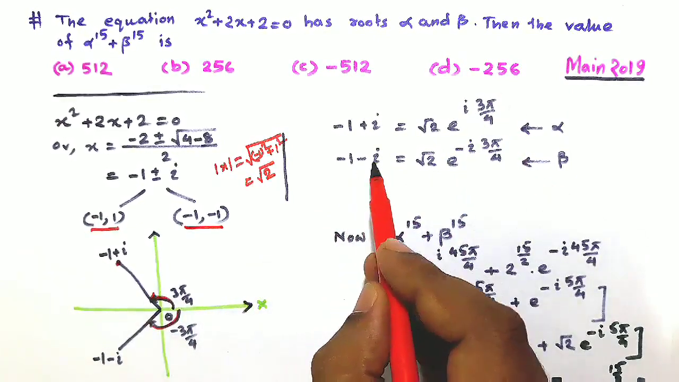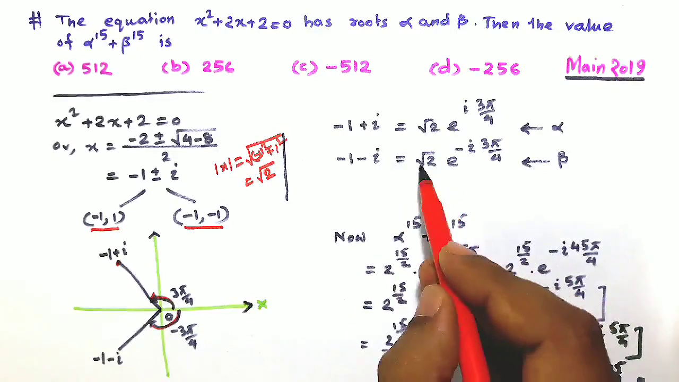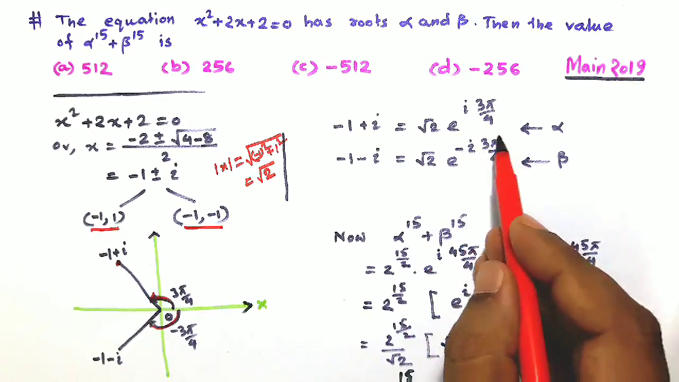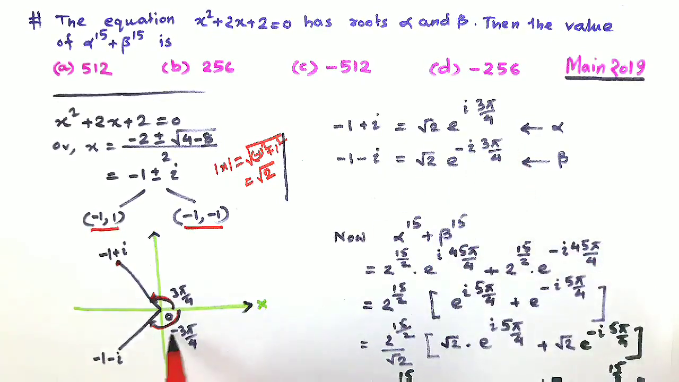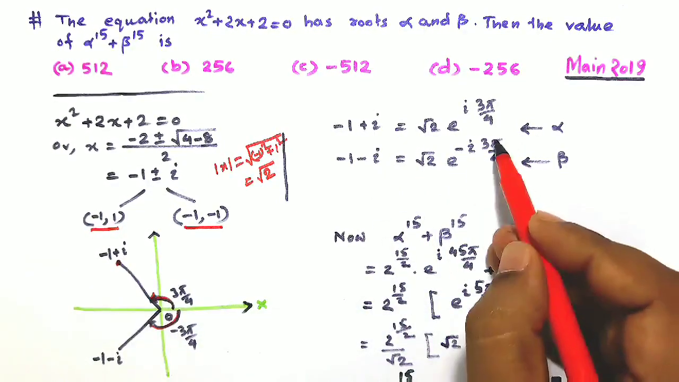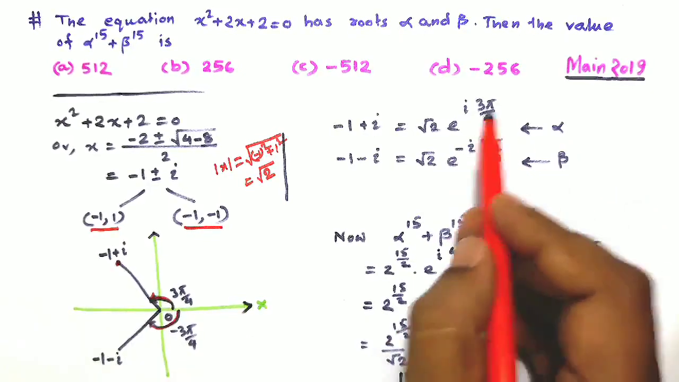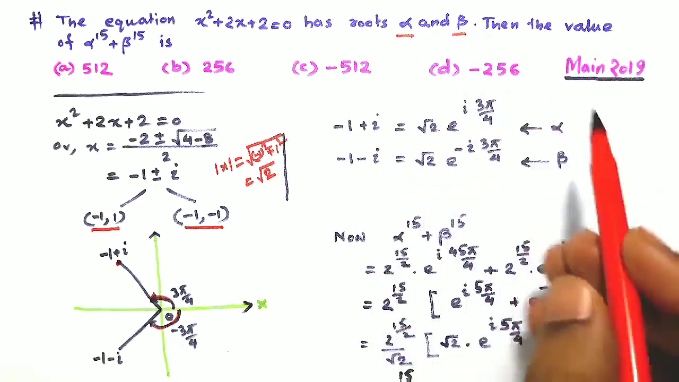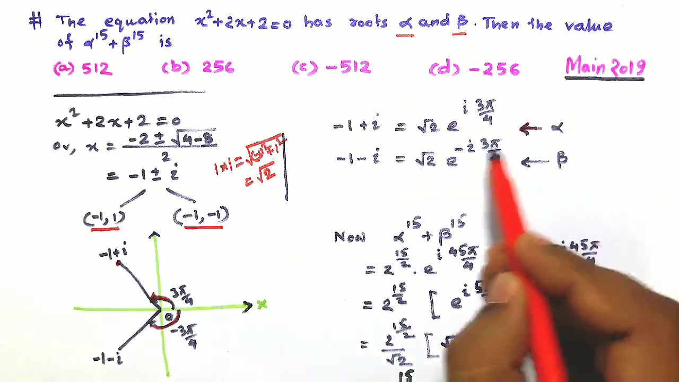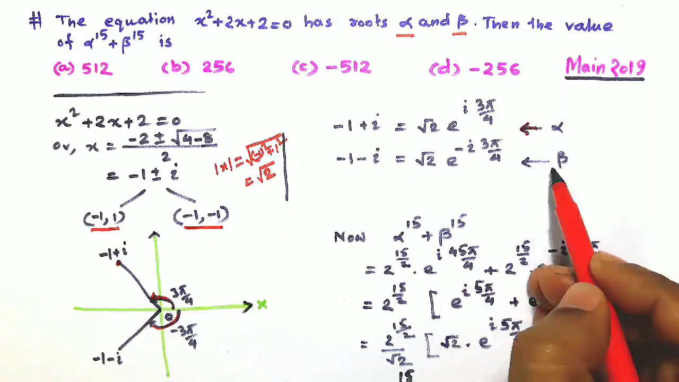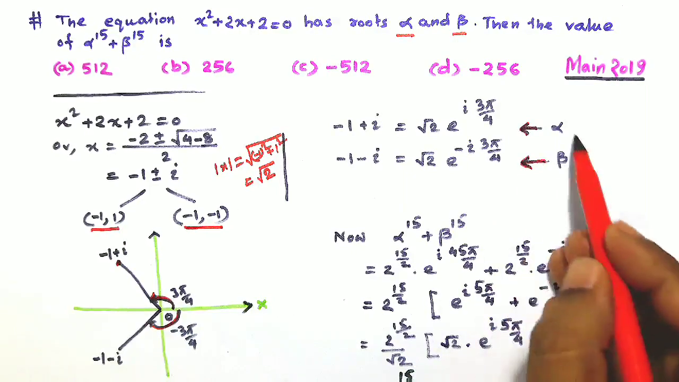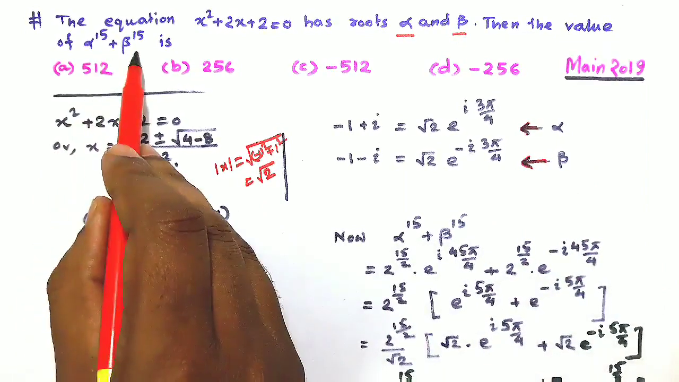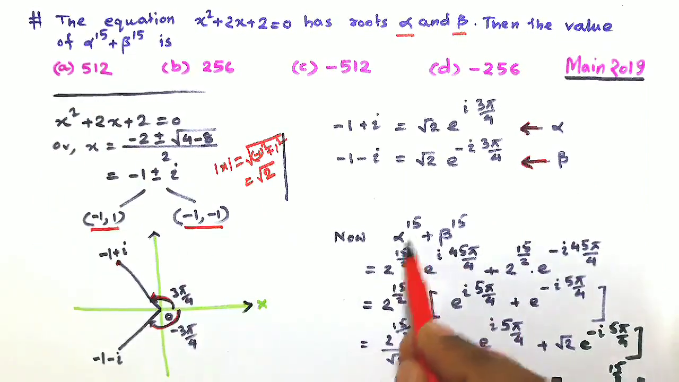Similarly, minus 1 minus i is equal to root 2 r into e to the power minus i theta. Here the angle is negative for this, minus i 3 pi by 4. And since it is given that the roots are alpha and beta, first of all you consider it as alpha and the second one as beta. Okay, alpha and beta.